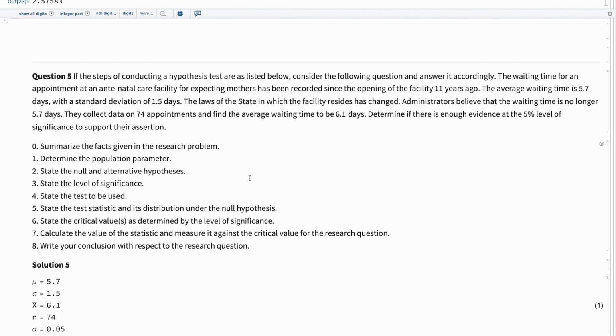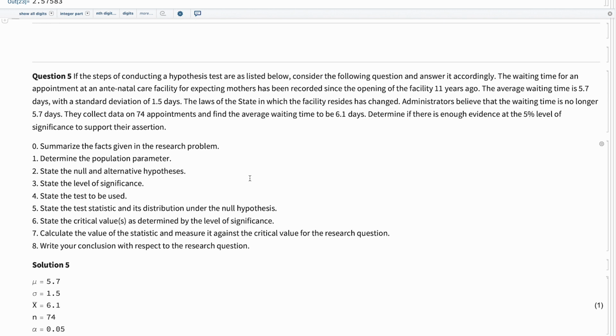The laws of the state in which the facility resides has changed. Now administrators believe that the waiting time is no longer 5.7 days. They collect data on 74 appointments and find the average waiting time to be 6.1 days. Determine if there's enough evidence at the 5% level of significance to support their assertion.